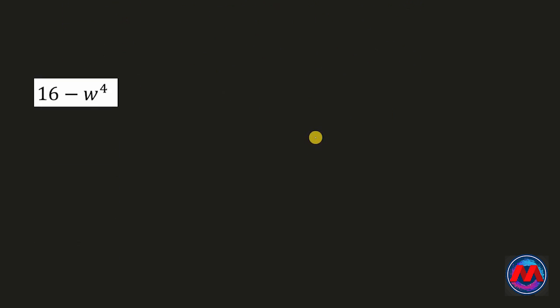Alright? Next. Here we rewrite it again using the method of difference of two squares. The square root of 16 is 4, and the square root of w raised to 4 is w squared. Okay, we're done. No, we're still not done.